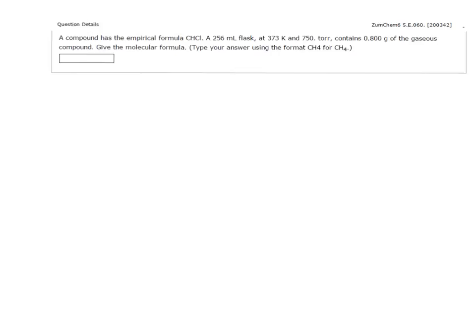Let's start by converting some of the units that they gave us into units that we can plug into the ideal gas law. So for instance, 256 milliliters, if we convert that into liters before plugging into the ideal gas law, that helps. 750 torr, if we divide that by 760, we get 0.987 atmospheres.